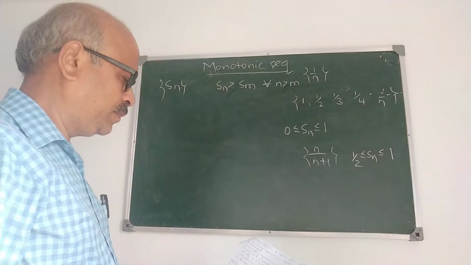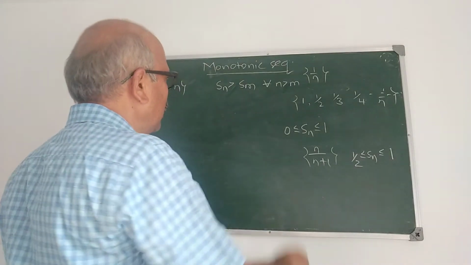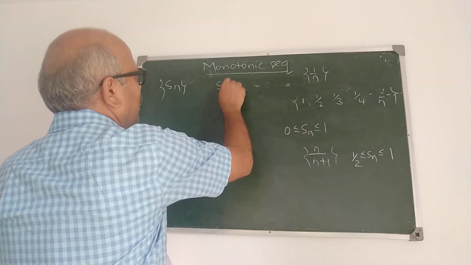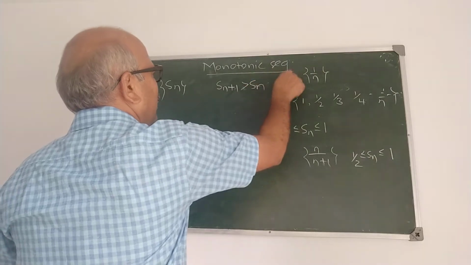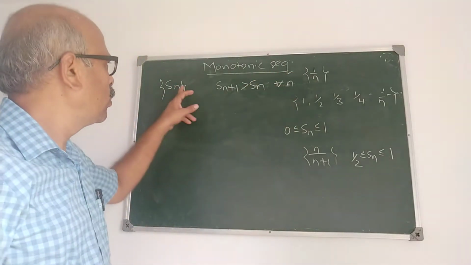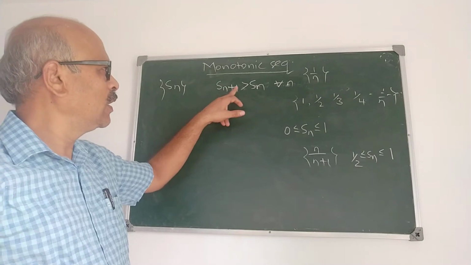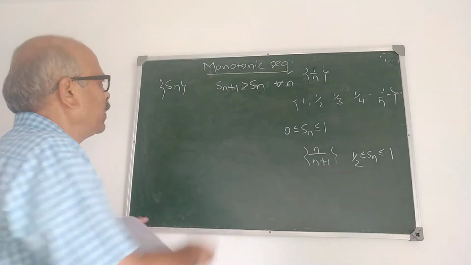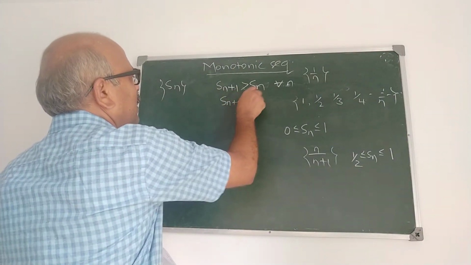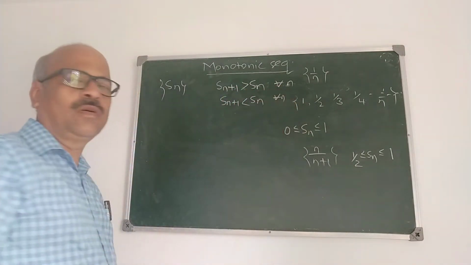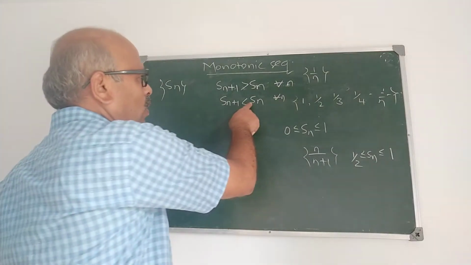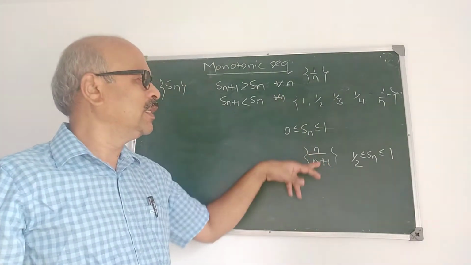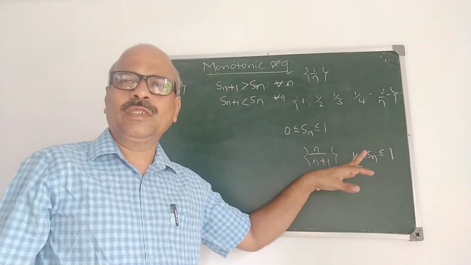That is the definition. Or sometimes it is like this: Sn plus 1 is greater than Sn for all n, monotonically increasing, strictly monotonically increasing. Similarly, if Sn plus 1 is less than Sn for all n, it is said to be monotonically decreasing.